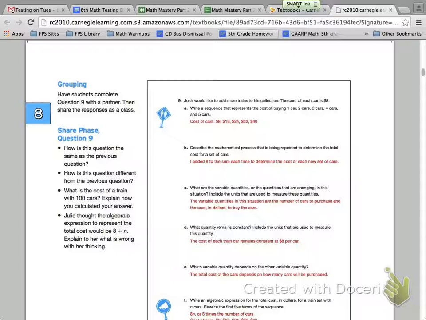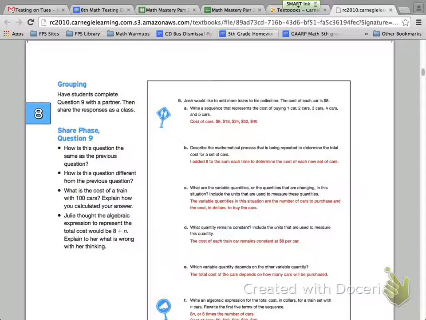And then for C, it says, what are the variable quantities, or quantities that are changing in this situation? Include the units that are used to measure these quantities. The variable quantities in this situation are the number of cars to purchase and the cost in dollars to buy the cars. Letter D said, what quantity remains constant? Remember, constant means that it doesn't change. It says, include the units that are used to measure the quantity. The cost of each train car remains constant at $8 per car.